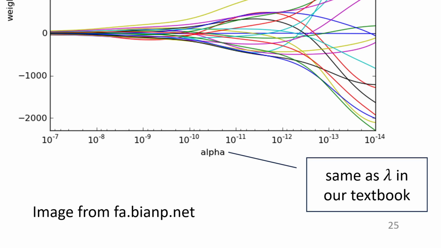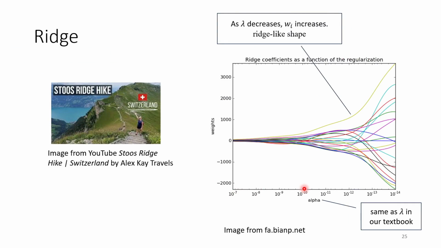If we continuously reduce the value of lambda, then those weights will become greatly larger, and the shape of these coefficients looks like a ridge. So this is called ridge regression.